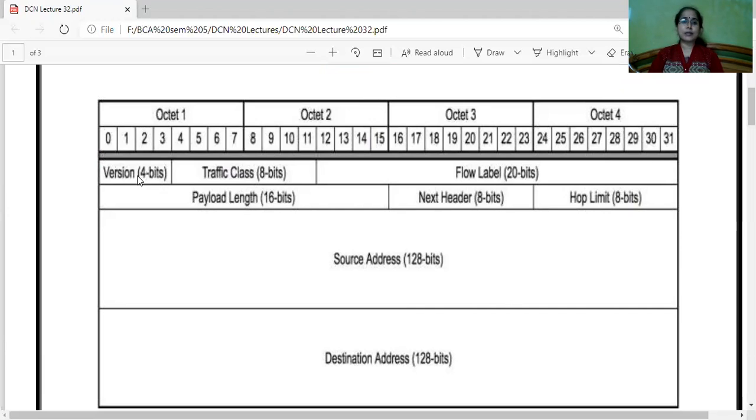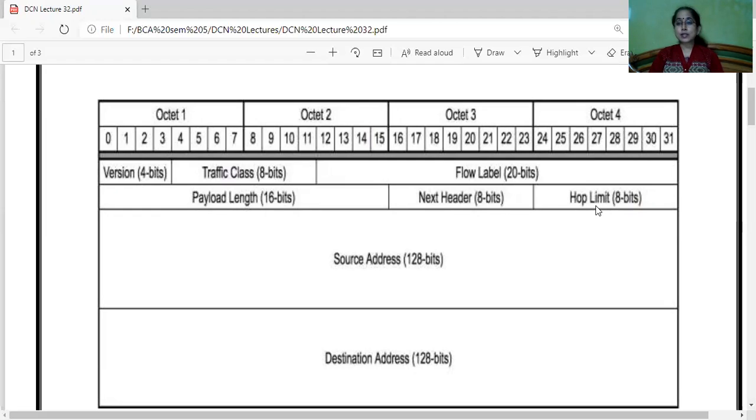Now, the first layer over here is version, which is of 4 bits, traffic class, which is of 8 bits, and flow label, which is of 20 bits. So the first layer had 3 sections, that is version, traffic class and flow label. The second layer is payload length, 16 bits, the first 2 bytes. Then in the next 2 bytes, the third byte is for next header and the fourth byte is for hop limit.